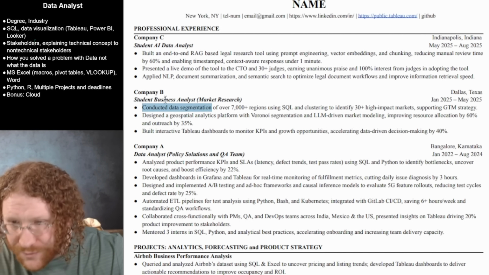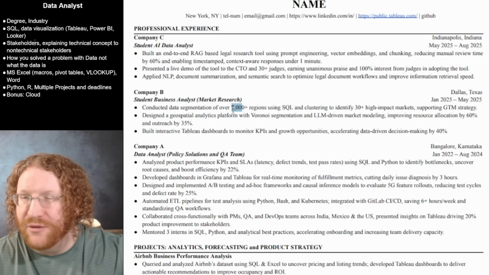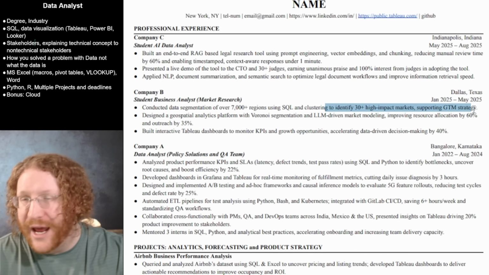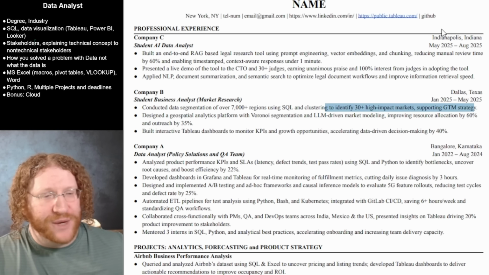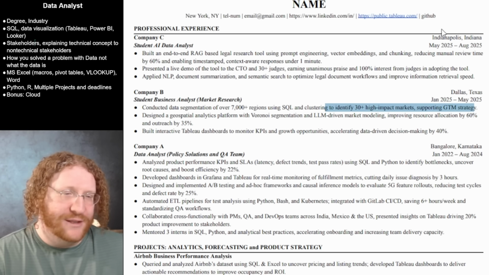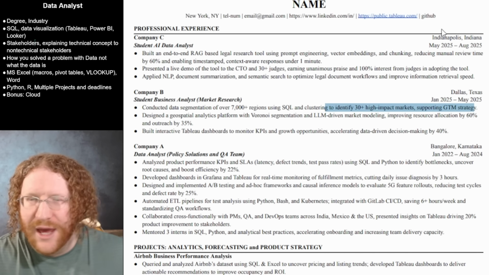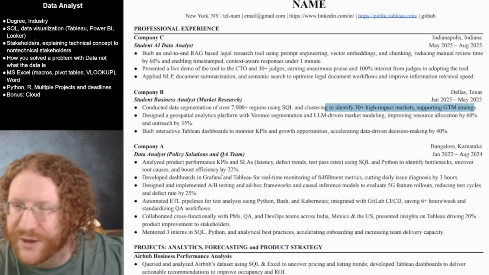So you need to fix this. Using SQL is great, but I don't know what data segmentation is. I don't care what 7,000 is. I don't care about 30 high plus markets, and I don't know what the GTM strategy is. Again, they may be in separate industries. They may not know what that acronym means. I think it's go to market strategy, but I could be wrong. And again, it's not even related. There's nothing here in the first part that's related.